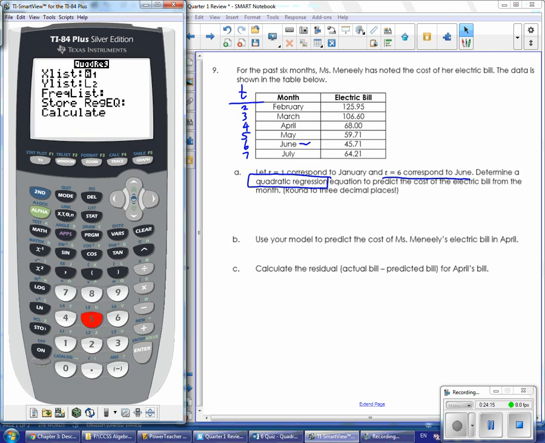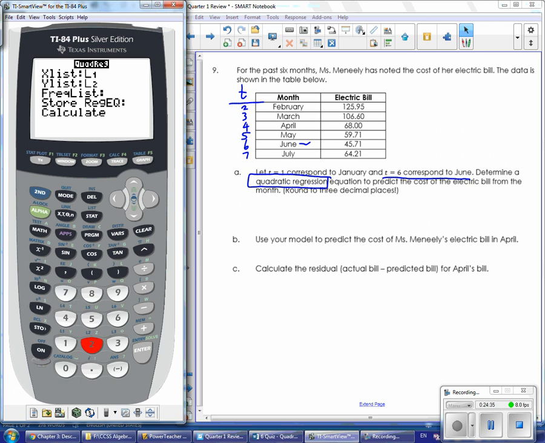So choose number 5, and then tell your calculator where everything is. So for example, my x's are in list 1, my y's are in list 2, and if that's different, you want to make sure you change it. And you can change it. So let's say that this said something else. If I wanted to put a list 2 here, I'm going to hit my second button and then 2, which is how I would enter in list 2.